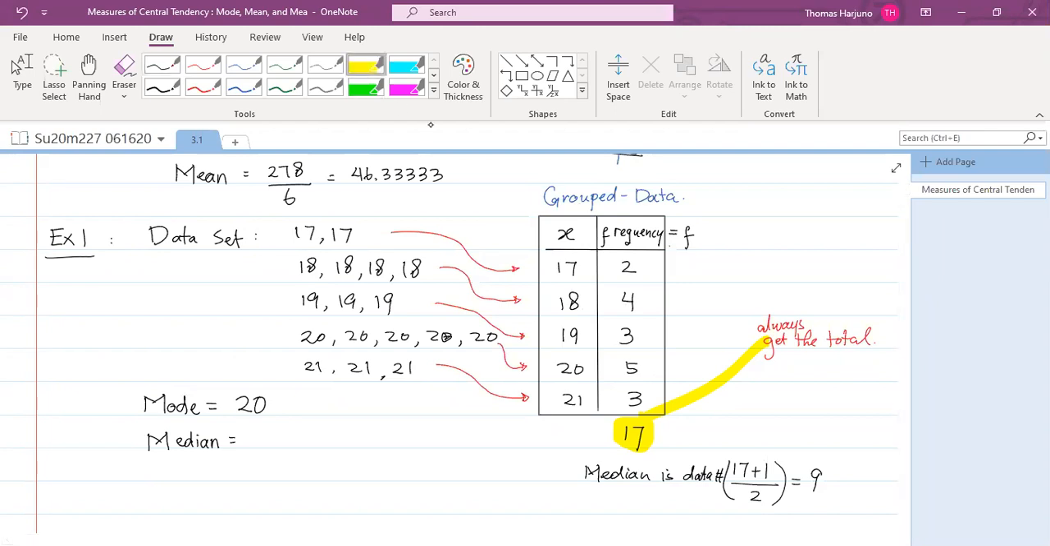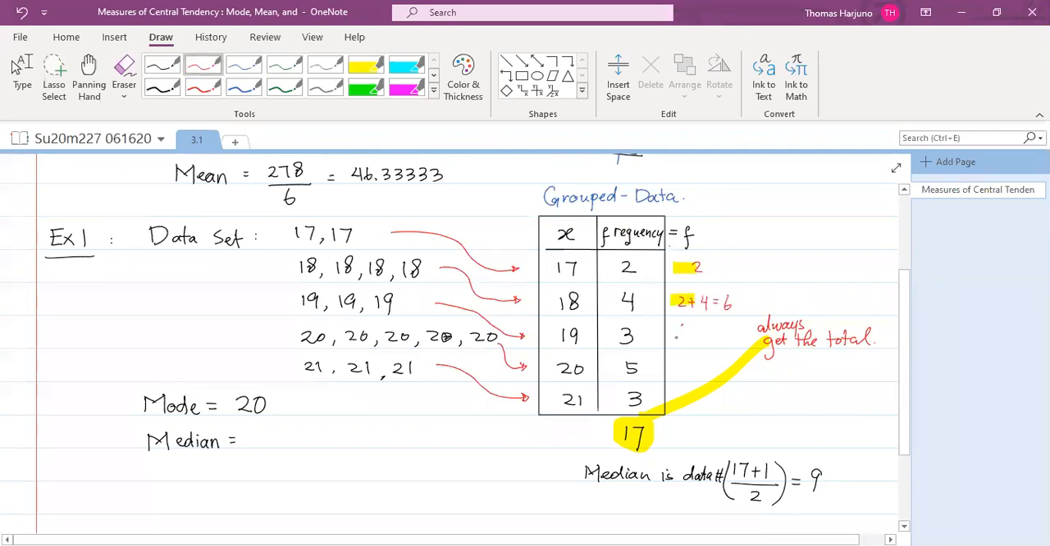Data number 9: the first 2 is 2, the next 4 is 18. So far we have 6, right? So this is 2, 2 plus 4. Now we have 6. Now 6 plus 3 is 9. So data number 9 is 19.